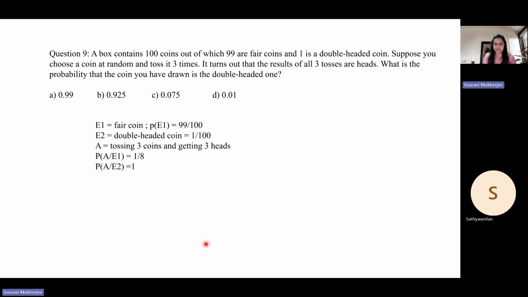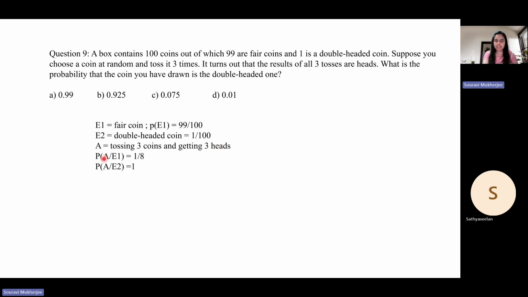So it's something like this. You can choose an event of a fair coin. So P of E1 is known, 99 by 100. Then there's a double-headed coin, only one, so 1 by 100. Okay. Now what is event A? It is tossing 3 coins and getting 3 heads, right?